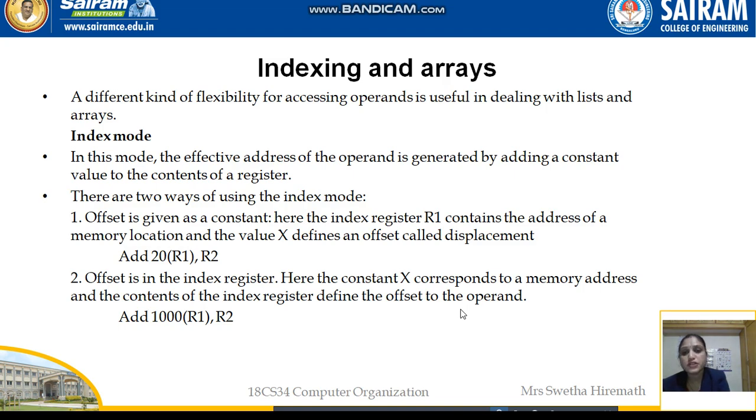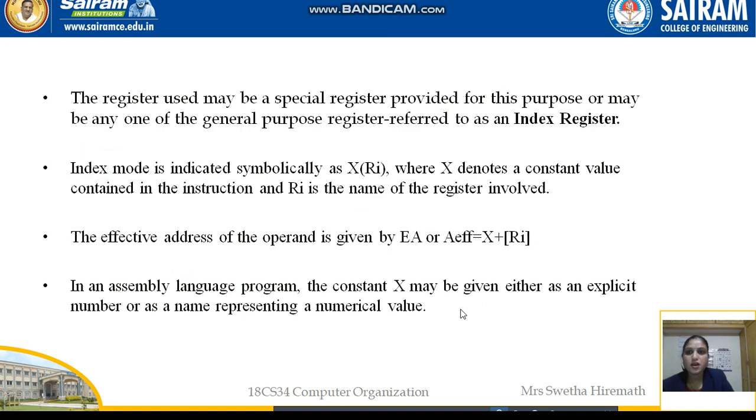We can consider the offset value within a register, or we can consider it as a memory location. That is, the offset may be given as a constant value, or it may be present in a memory address. So those are the two different types of index mode. The register used may be a special register provided for this purpose, or any one of the general purpose registers, referred to as an index register. So the register where the offset value will be stored is called a special purpose register, or an index register.